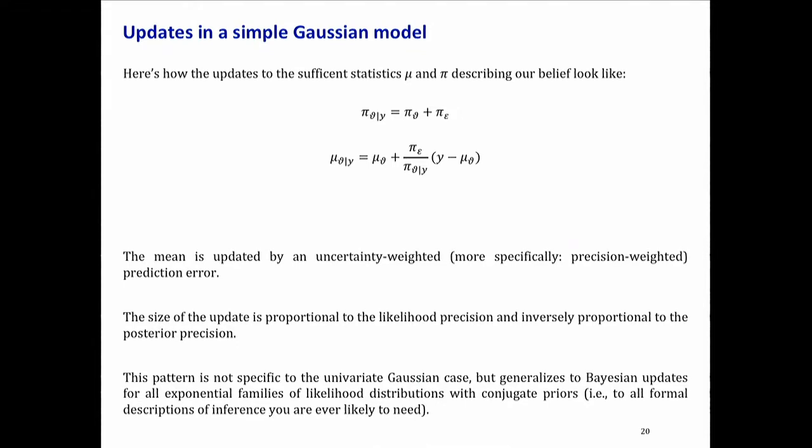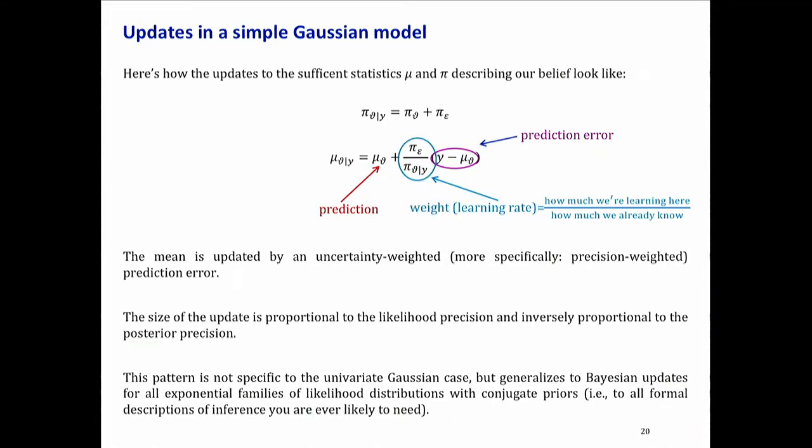The posterior precision is simply the prior precision plus the likelihood precision, the observation precision. And the posterior mean is an update to the prior mean by a precision-weighted prediction error. Your observation y will differ by something from your prediction, simply your prior mean, mu theta. So this is your prediction error. You weight this prediction error in some sense, and you add it to your prediction, to your prior mean. And the way you weight it is by the observation precision divided by the posterior precision. This gives you your new mean.